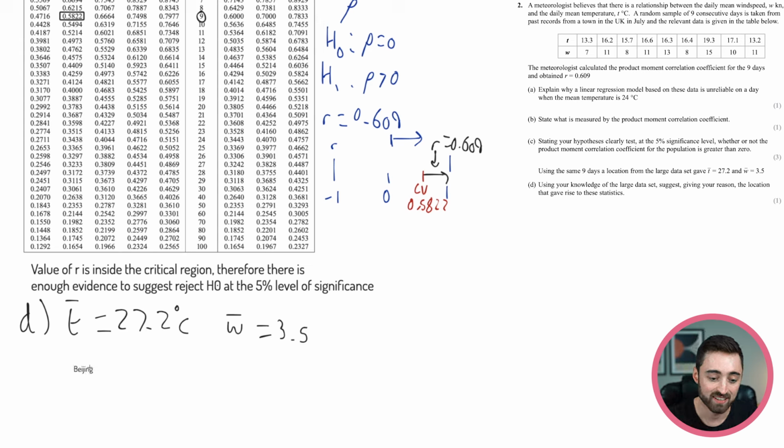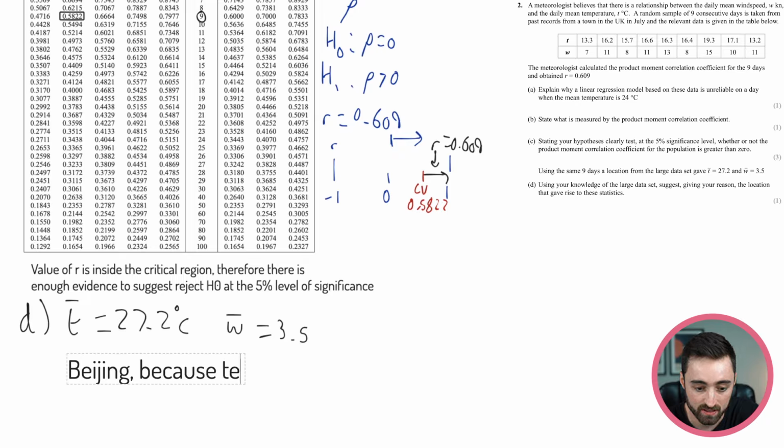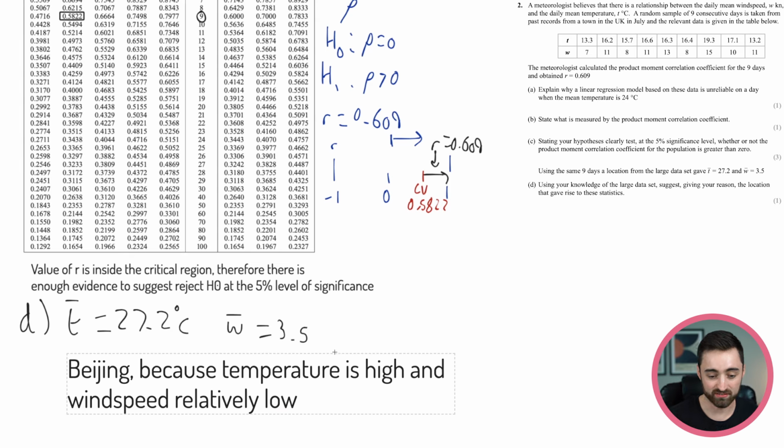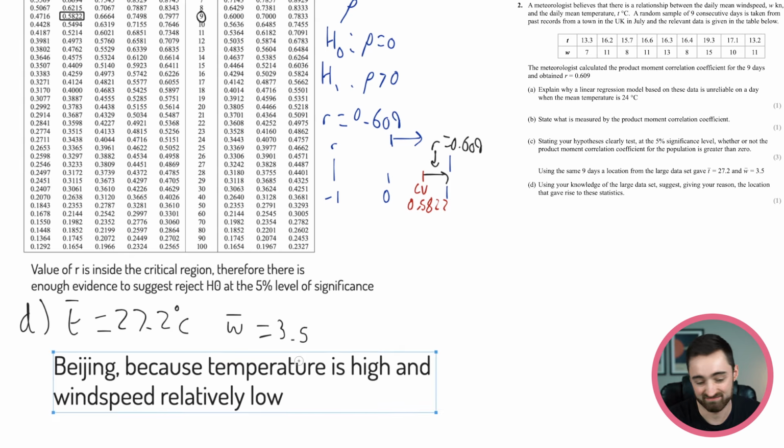Again, if you've not seen the large data set, I can't say anything that's going to make you understand this right now. You really just need to go and look at it. There's no magic formula here. You're not going to be able to get the marks if you don't know what's in it. Simple as that. So it's going to be Beijing. And if you want, you can say because the temperature is quite high and wind speed relatively low. I think that'll do the job here for question 2.